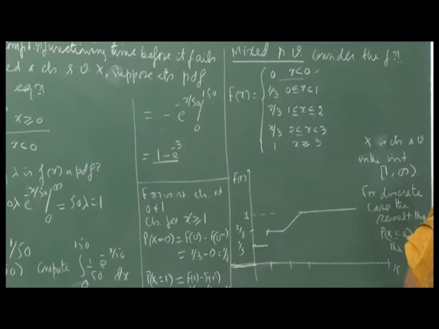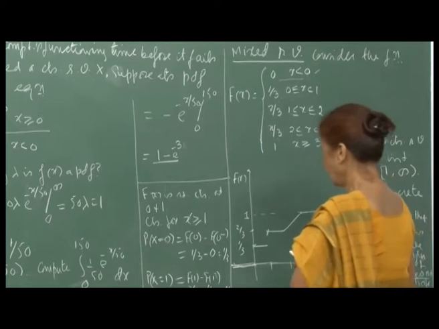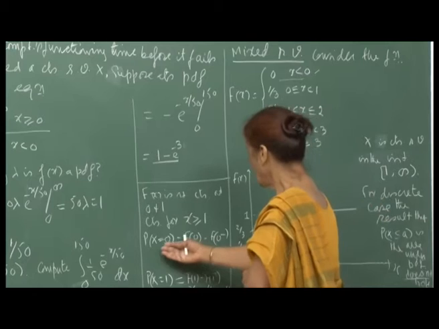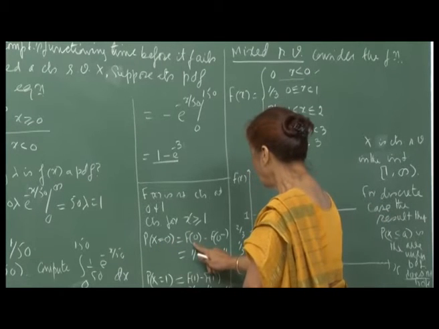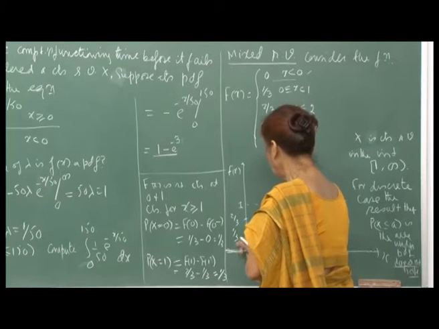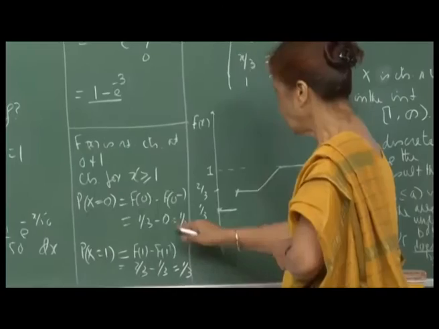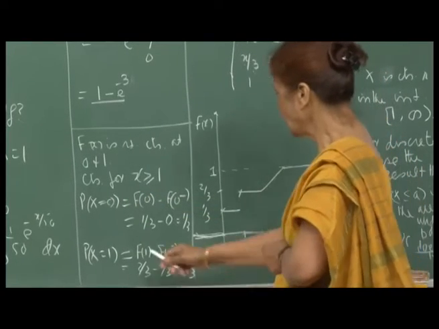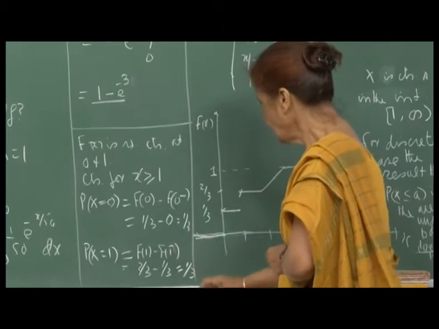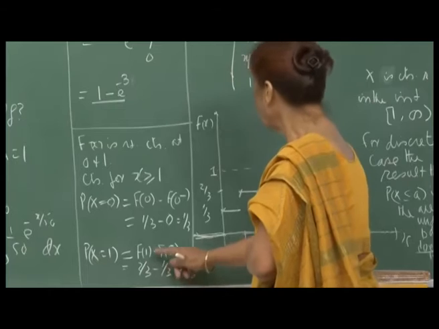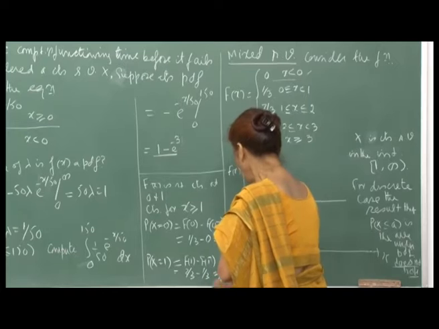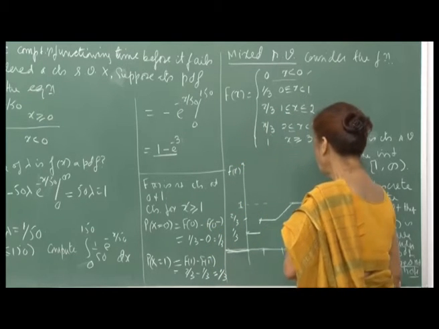So, therefore, that is what I have said. We have already seen how we compute this difference. Probability x equal to 0 will be f 0 minus f 0 minus. So, f 0 minus is 0, f 0 is 1 by 3, and therefore, the value is 1 by 3. Probability x equal to 1 will be f 1 minus f 1 minus, so f 1 will be 2 by 3 and f 1 minus is 1 by 3. So, again the difference is 1 by 3. So, the two jumps are of 1 by 3.